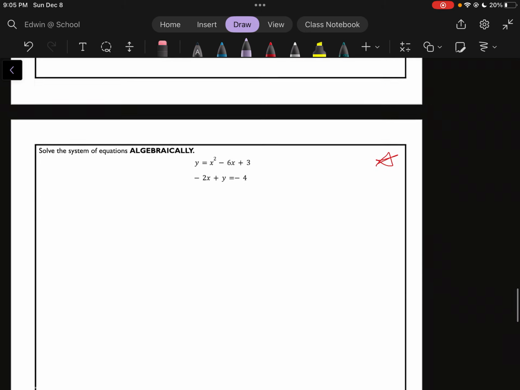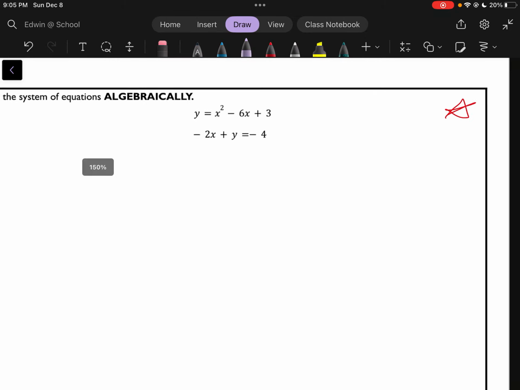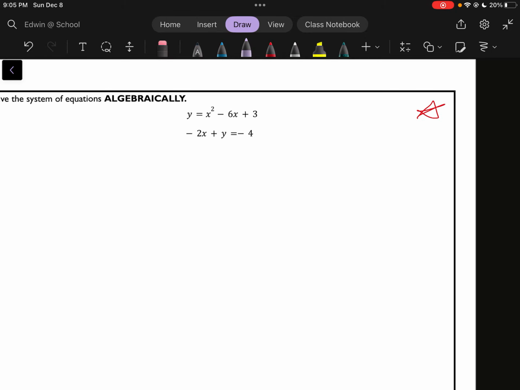And now let's see how this one looks like. All right, so this one looks a lot weirder because that second equation is written all weird. So this first one looks completely fine, but the second one looks weird. So what we have to do is make sure that we have the y by itself. At the moment, we have the y, but we also have that minus 2x on that one side.